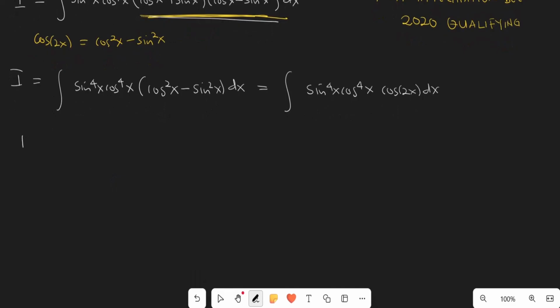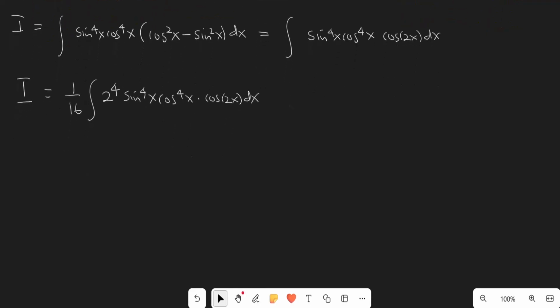So here, I'm now going to multiply this integral by 16 and divide the integral by 16. So I'm going to divide the integral by 16 and multiply 16 into the numerator, and 16 is 2 raised to the power 4. So this is sine raised to the power 4 of x cosine raised to the power 4 of x multiplied by cosine of 2x dx. So this is going to be 1 over 16, the integral of 2 sine of x cosine of x, all raised to the power 4, and then we have cosine of 2x dx.